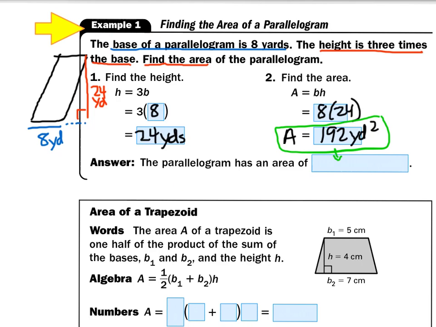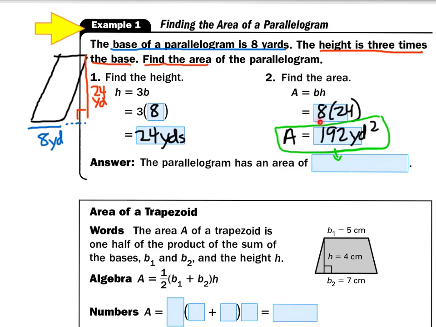Okay, so take a look at example 1. The base of a parallelogram is 8 yards. The height is 3 times the base. Find the area. Well, I always like for you to sketch it. So sketch a parallelogram here, and the base I showed you was 8, and the height was 3 times 8, so 24 yards. And notice how I extended the base edge so that it would meet the height at a right angle. And so obviously the height was 24 yards.